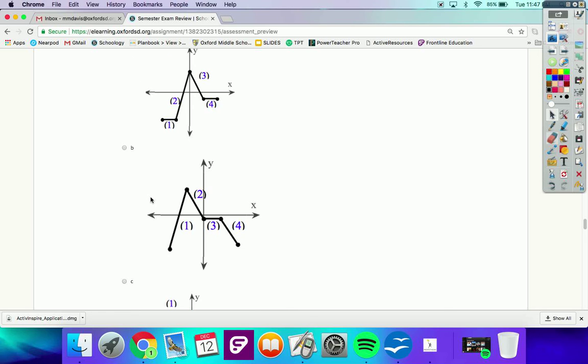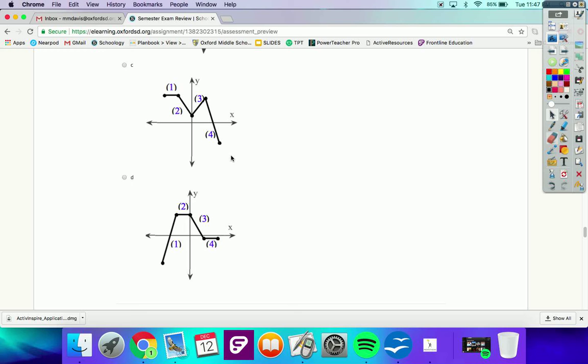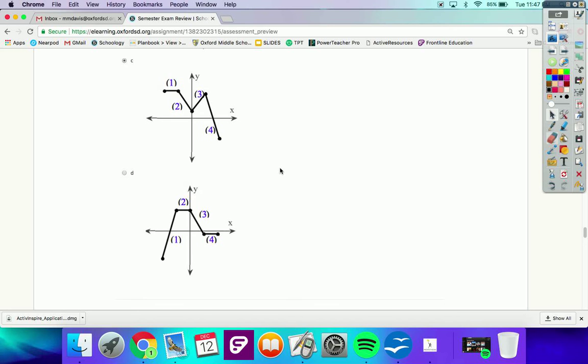So this is flat and then going up. This is flat then going down. And none of the other ones start out at flat, so this one must be the answer. Yours might be a different letter again, but this is the picture that models the situation.